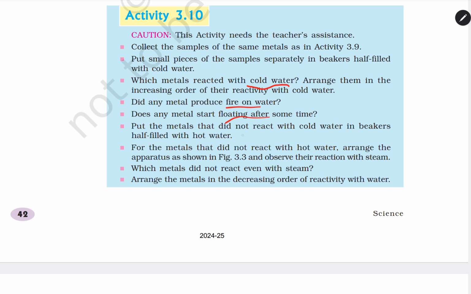So put the metals that did not react with the cold water in beakers half filled with hot water. For the metals that did not react with hot water, arrange the apparatus as shown and observe their reaction with steam. So like this, with water in different conditions, we are going to test how metals react with cold water, hot water and steam.